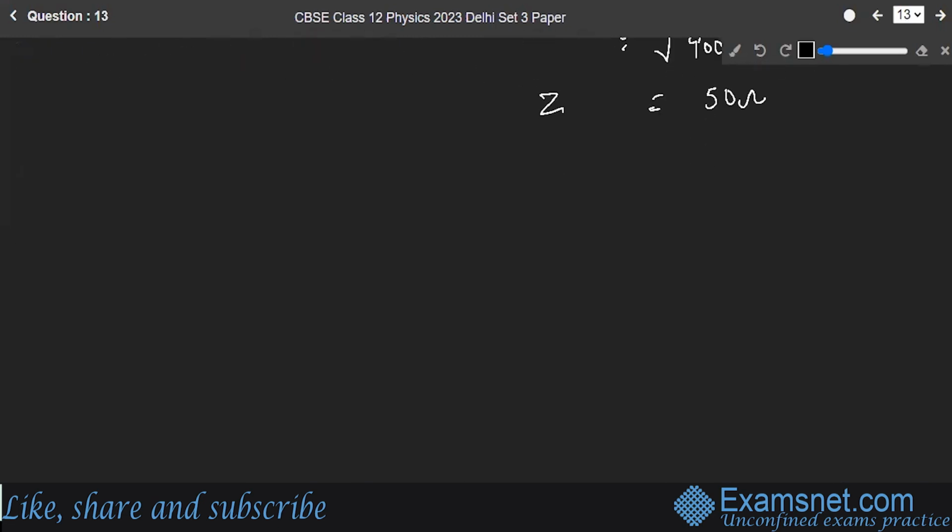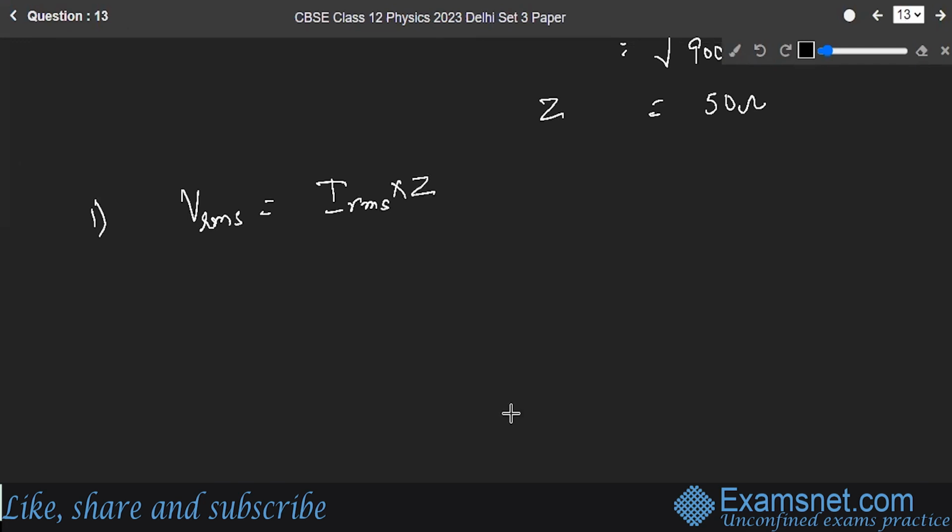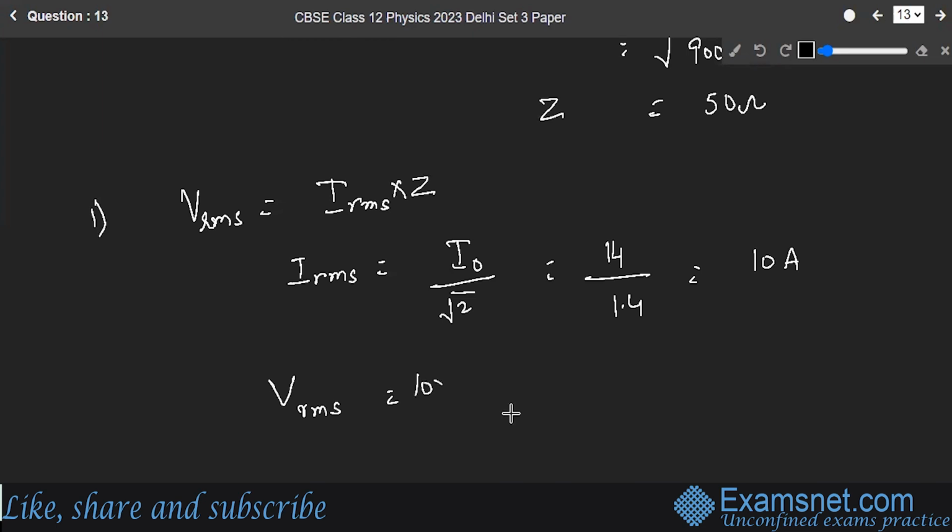All right. Now the first part. VRMS is equal to IRMS into Z. We know that IRMS is equal to I naught upon root 2. So this is equal to 14 upon 1.4, as root 2 is given in the question as 1.4. That is equal to 10 ampere. Therefore, VRMS will become 10 into 50, which is equal to 500 volt.